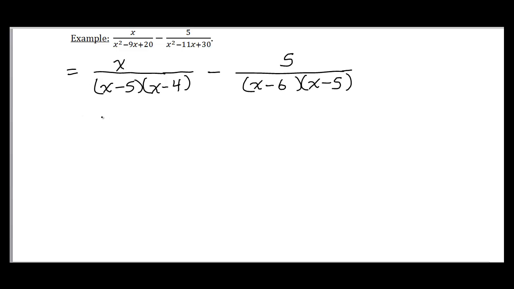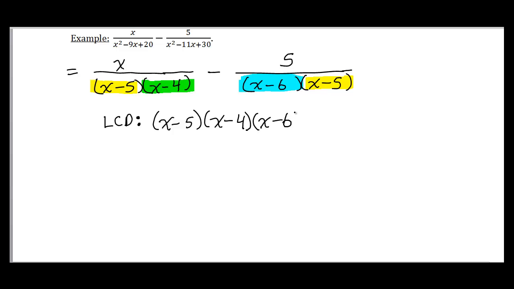Now, I'm at a point where I can find my lowest common denominator, my LCD. First, I always look at what they have in common, which is the x minus 5. So I know that's going to go in my lowest common denominator. And then I look at what they have not in common, or uncommon. That's uncommon between those two, and it includes the x minus 4 and the x minus 6.